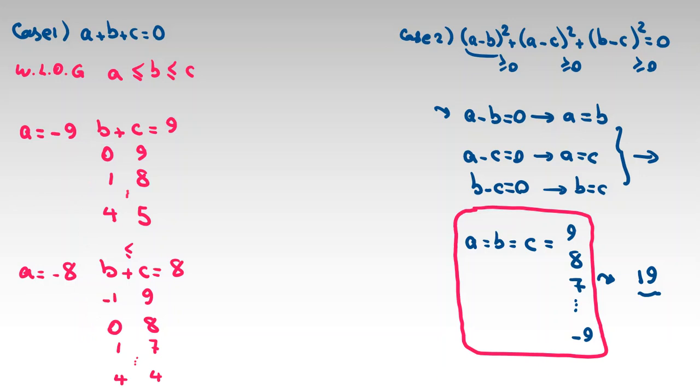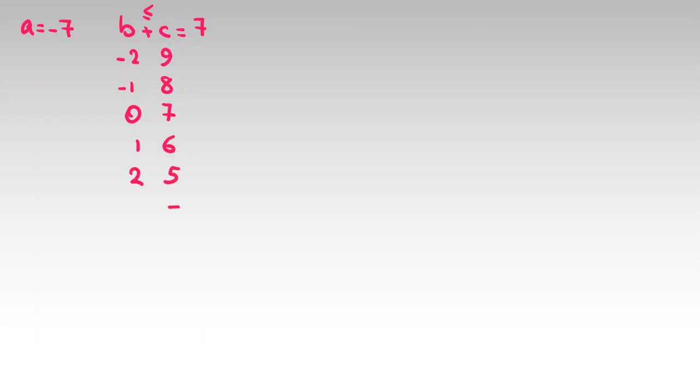Let's focus on -7. Okay, select if A equal to -7, we know A plus B plus C is 0, B plus C is 7. We know it is less than or equal to this, so if C is 9, it will be -2. If C is 8, -1. 7, 0, 6, 1, 5, 2, 4, 3.